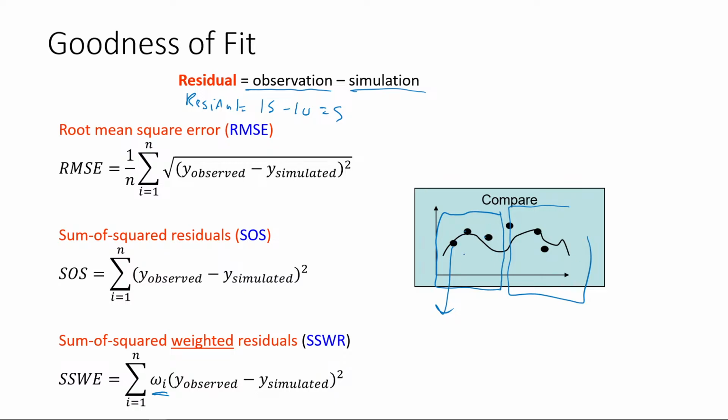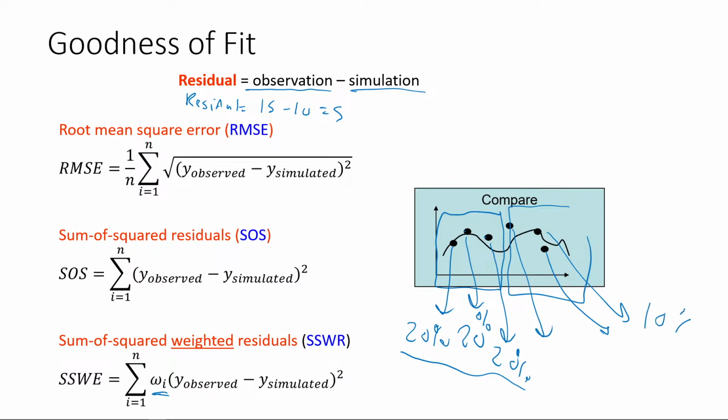These 3 points I assign maybe 20% each, and this guy might have less weight. See, this guy has 60%, and maybe this guy I only assign 10% weight, 10% weight only. And then this guy would be 20% again. So that is this weight.